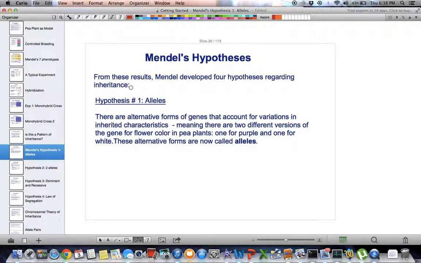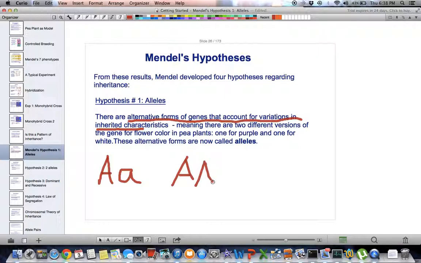What were his hypotheses? He came up with 4 hypotheses. The first one was that there were alleles. And alleles are basically alternative forms of genes that account for variations in inherited traits. So for example, for purple flowers, we get 2 alleles. One coding for purple, one coding for white. Now, if we get them both purple, truly bred, one after the other, then the parent will have this kind of genotype, P. The F1 generation will have this kind of phenotype.